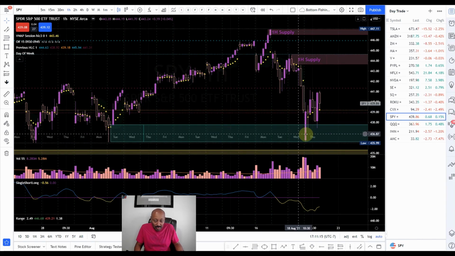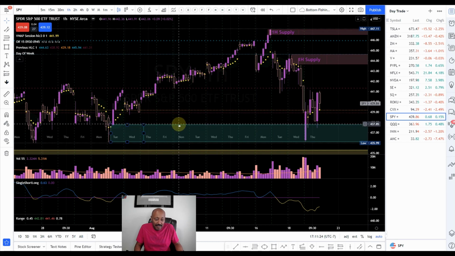Now we come to this zone. This is an order block. This could also be a demand zone. Order blocks and demand zones are similar, but not all order blocks are demand zones or vice versa.